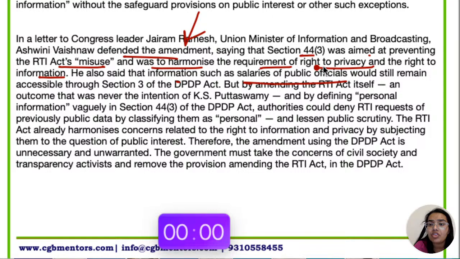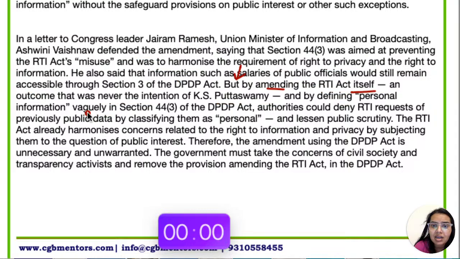कुछ information रहेगी accessible, ऐसा नहीं सब कुछ नहीं देंगे through Section 3, but by amending the Act itself, an outcome that was never the intention of K.S. Puttaswamy, and by defining personal information vaguely. कुछ हो रहा है यहाँ पे, है ना, बाय से कॉफी का कॉम्प्लेक्स सेंटेंस आपको मिल रहा है. But contrast, by amending the act itself, what was happening here in the act? That was an outcome. Never it was intended that, and the definition of personal information was not clear cut.